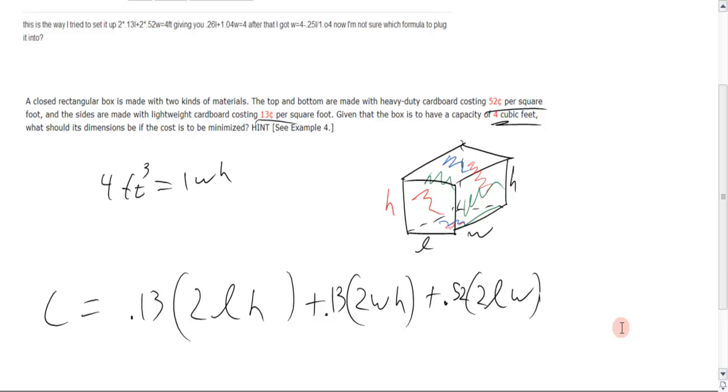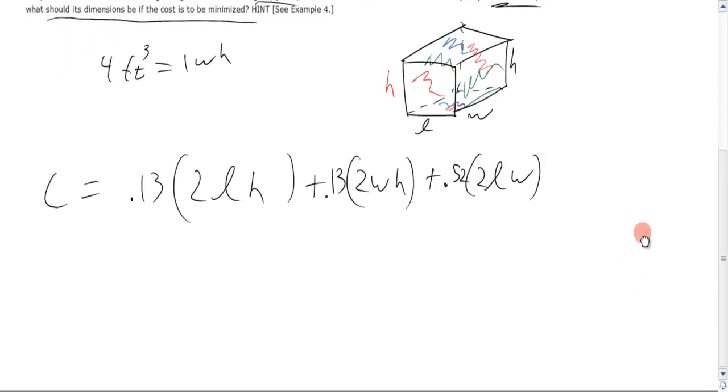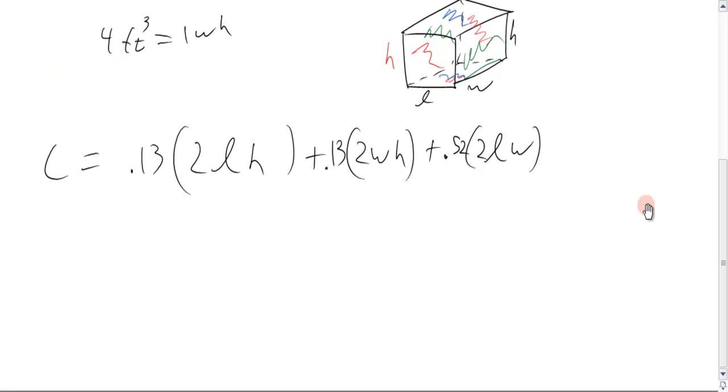Okay, so now is there anything else that goes into the cost of the box? That looks like it. So now the question is just asking, what should the dimensions be if the cost is to be minimized? Now we proceed with our normal stuff from the section. How do you minimize a multivariable equation? Well, we take partial derivatives. So the cost is a function of length, width, and height, but notice we're also subject to a constraint. We know that length times width times height has to equal 4 cubic feet.